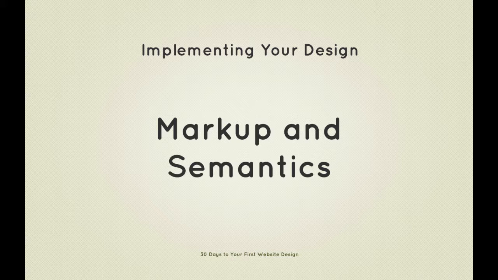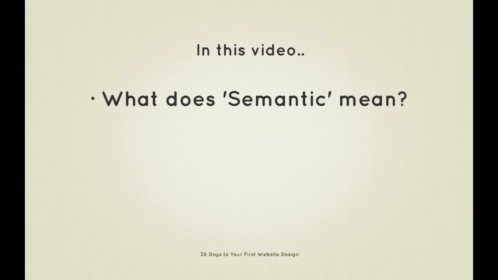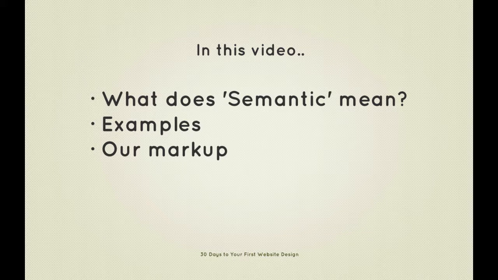We'll begin as always by taking a quick look at what we're going to cover in this video. We're firstly going to define semantics. We'll then look at some examples of what semantics are and what they're not. Then we'll complete our own document's markup, adhering to the rules we discuss. Finally, after some further reading, and before we jump into the next video, I'll ask you to complete an assignment.